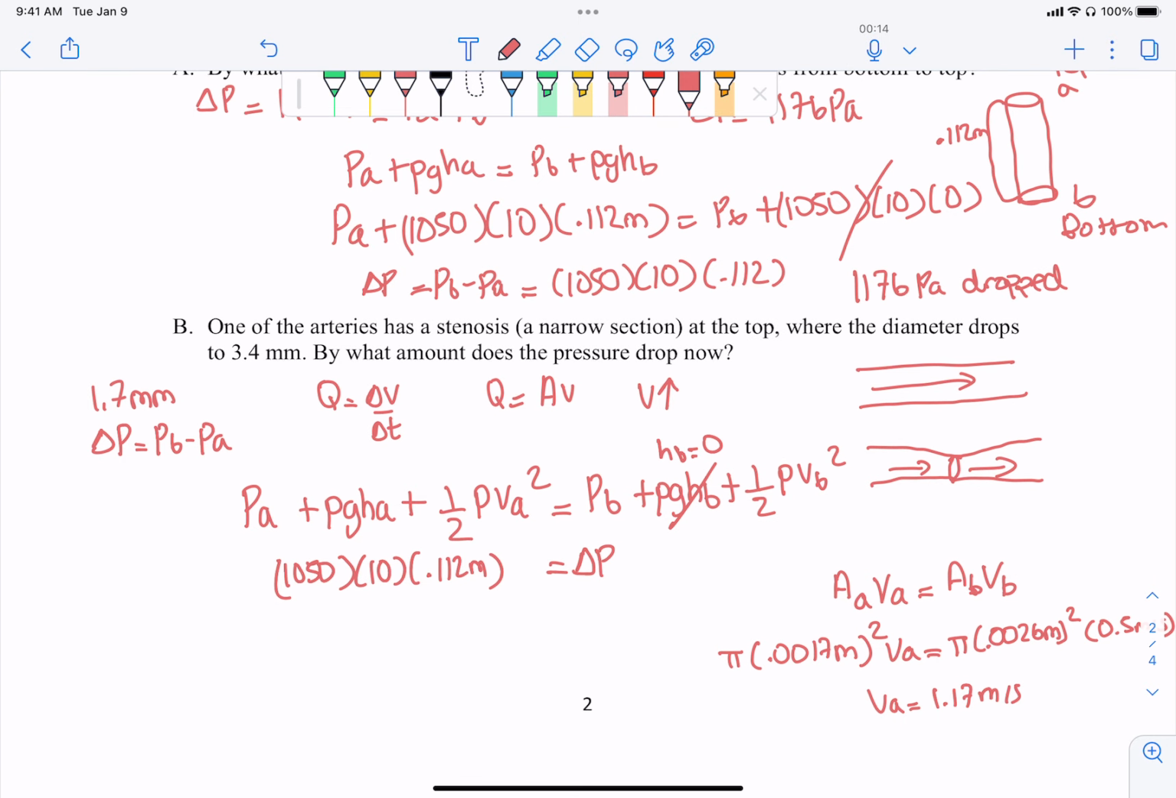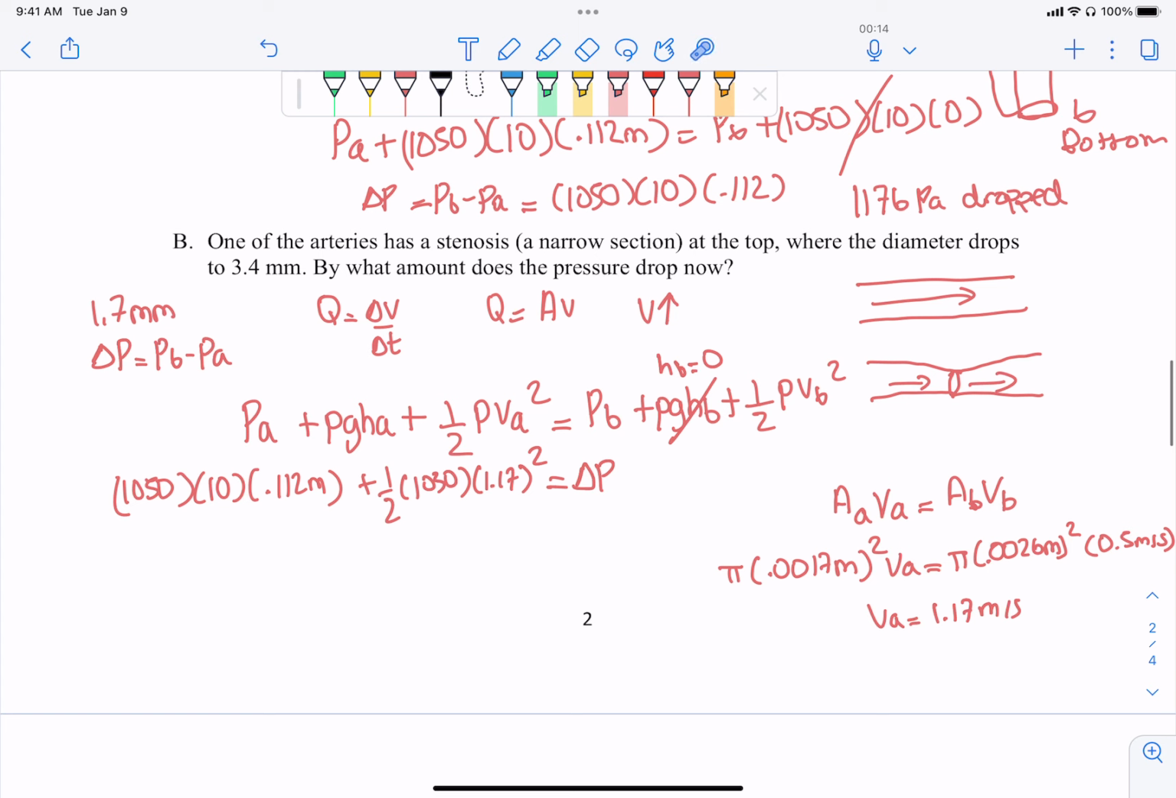And then we're going to add that to 1/2 times the density times 1.17 meters per second, and then square that, right? That was our VA.